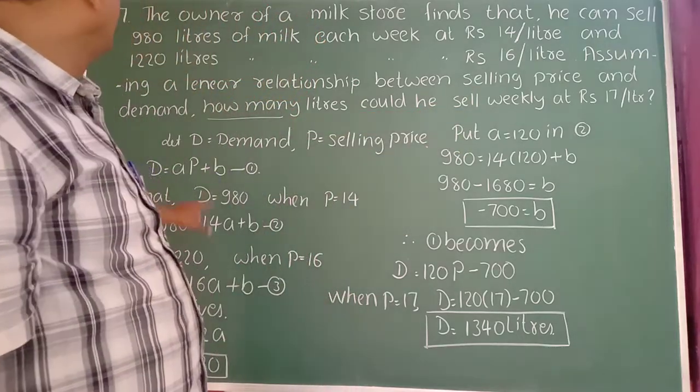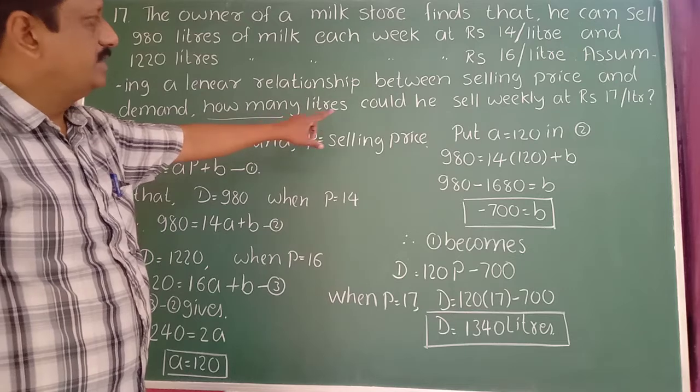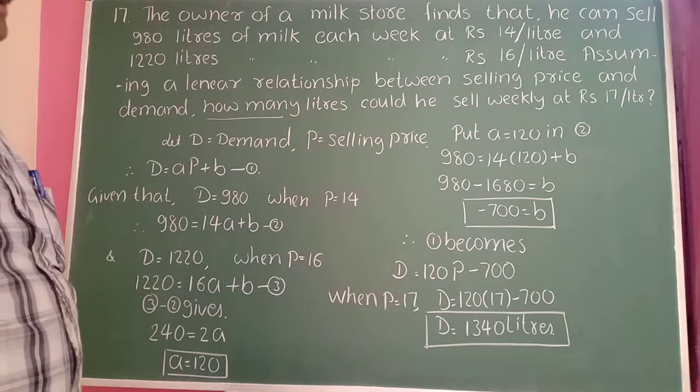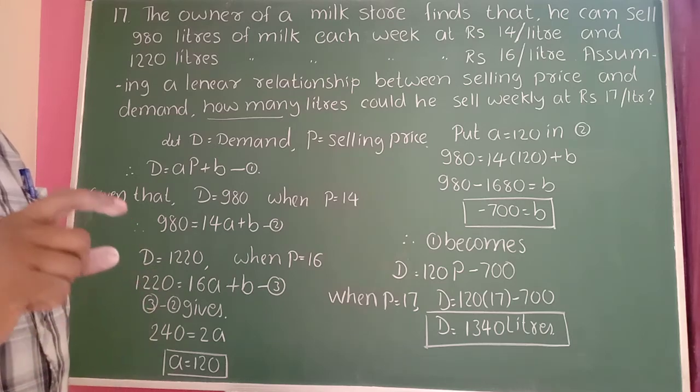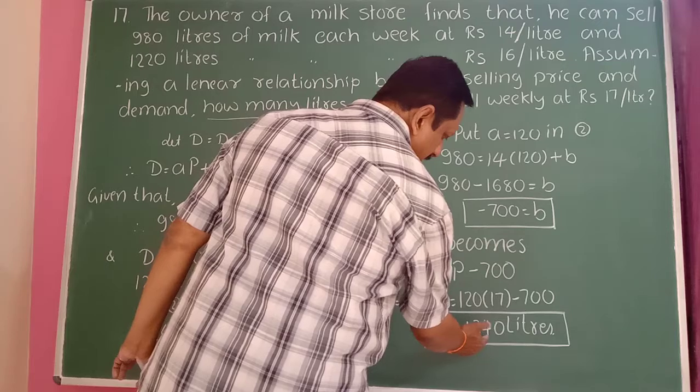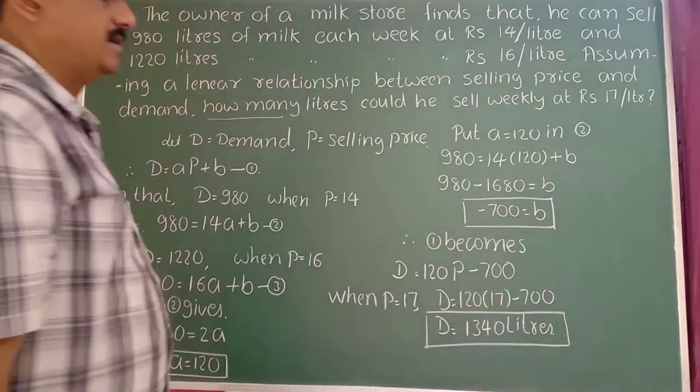So, how many liters could he sell weekly at rupees 17 per liter? He can sell 1340 liters of milk.